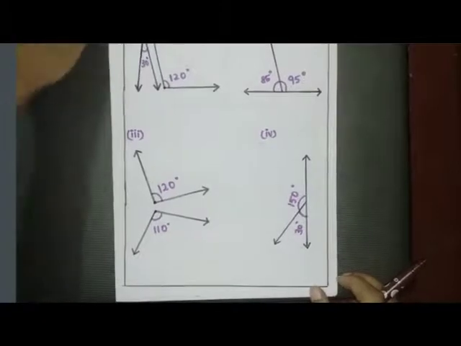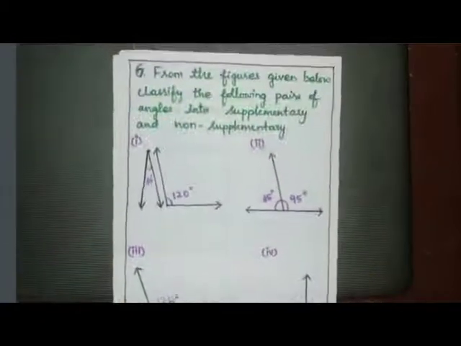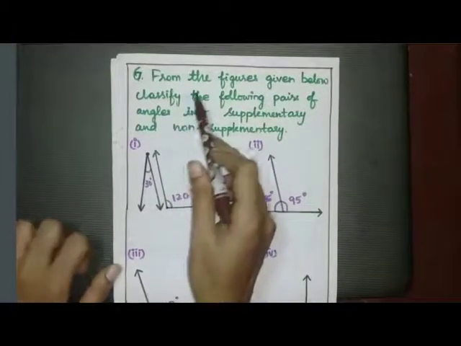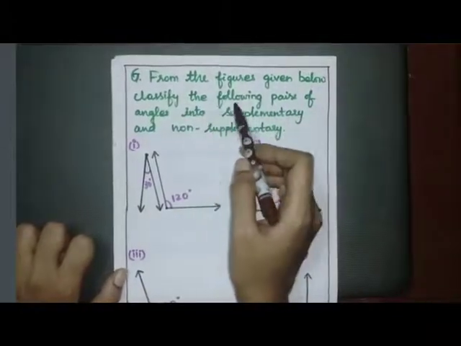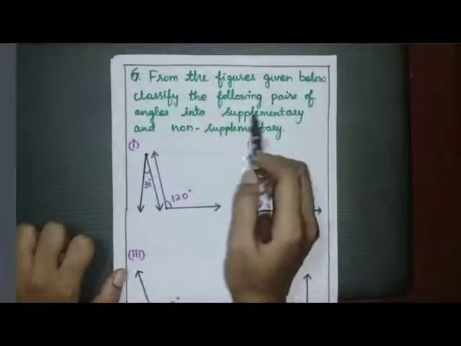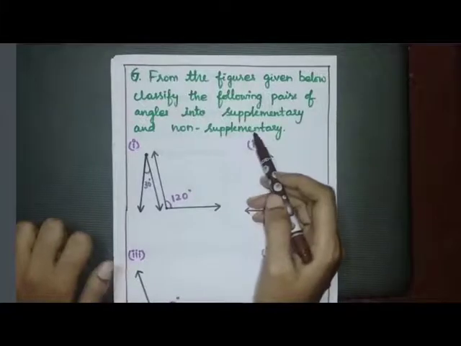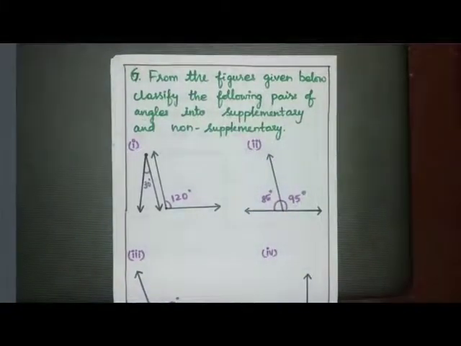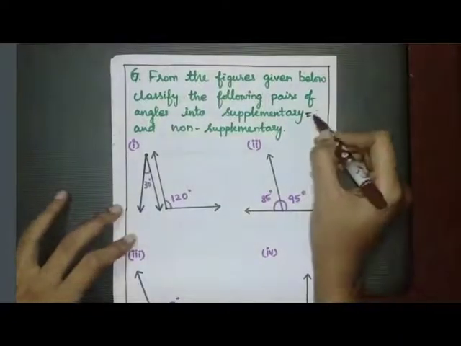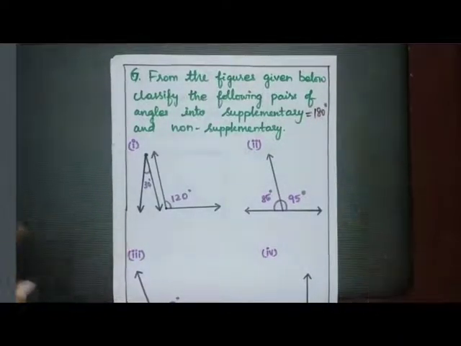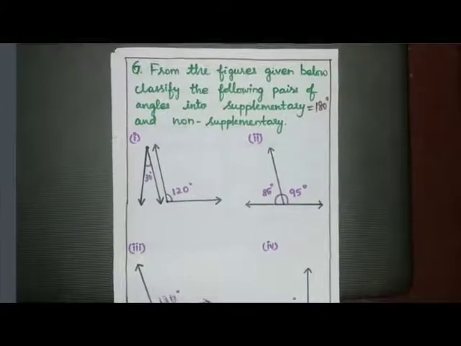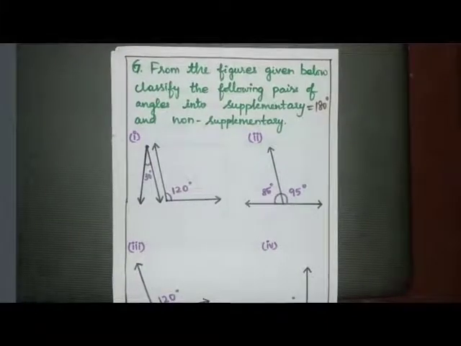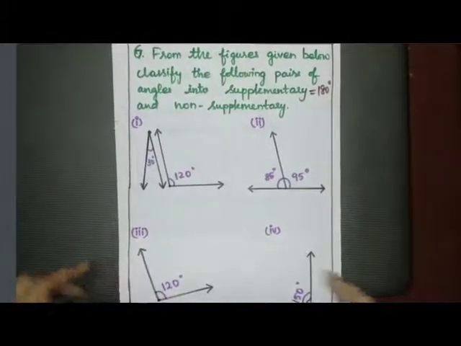Problem number 6. From the figures given below, classify the following pairs of angles into supplementary and non-supplementary. Fifth problem is complementary and sixth problem is supplementary. What is supplementary? If two angles added up to 180 degrees. If we add two angles and we get 180, then it is supplementary. So let us check the first one.